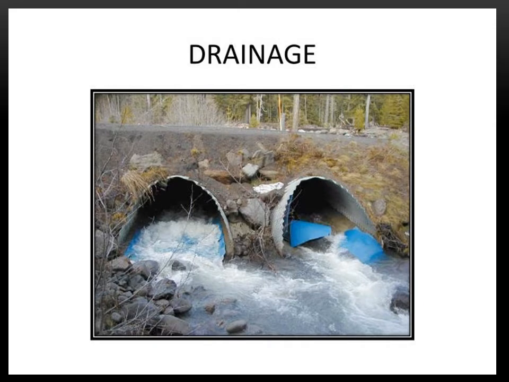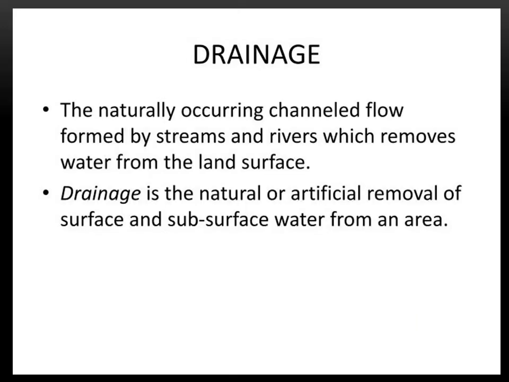The second one is drainage. This is the system of water bodies or waste liquids flowing away from somewhere into the ground or down pipes. Basically, these are the water channels, all the water bodies and their channels. The naturally occurring channel flow formed by streams and rivers removes water from the land surface. So simply, drainage is the natural or artificial removal of surface and subsurface water from an area.